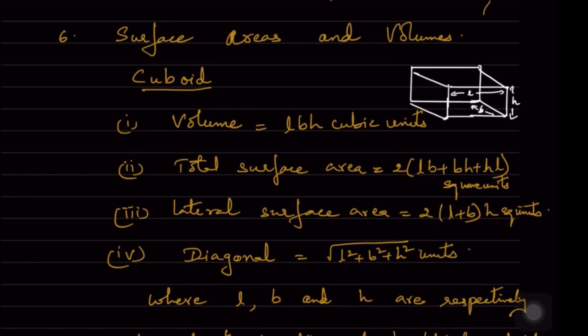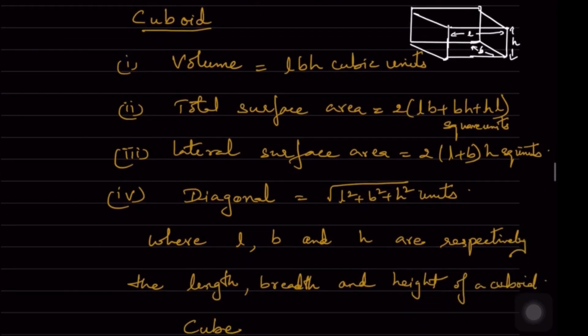In this you have first the cuboid. You have to remember the volume of a cuboid: length into breadth into height, in cubic units, or centimeter cube if it is given in centimeters, or meter cube if it's given in meters, or you can just write it as cubic units. Then total surface area is equal to 2 into (LB plus BH plus HL), and lateral surface area is equal to 2 into (L plus B) into H square units. Diagonal is equal to root of (L square plus B square plus H square) units, where L, B and H are respectively the length, breadth and height of a cuboid.